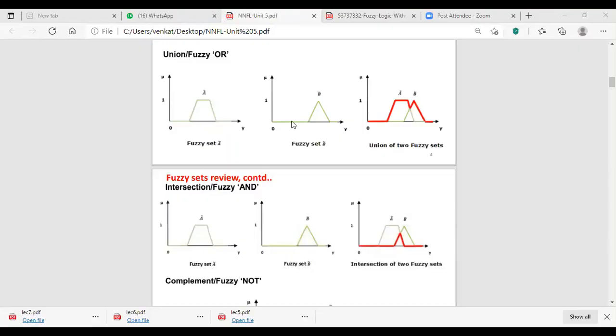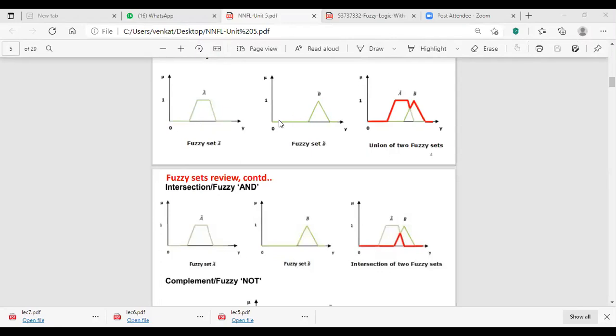Hope you are able to see my screen. See here, when two fuzzy sets A and B are given, for union or OR operation, you are considering maximum of both. In the intersection of two fuzzy sets, AND operation, you are considering minimum among both.